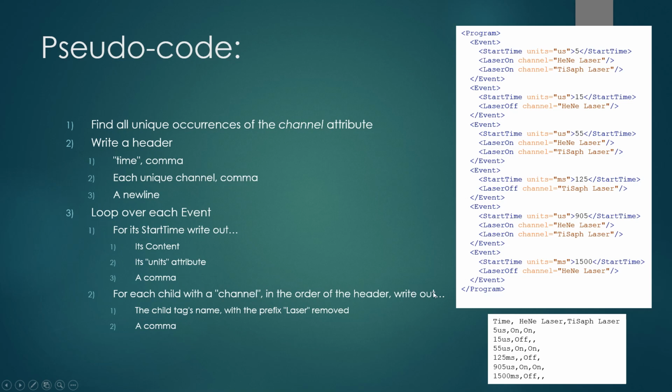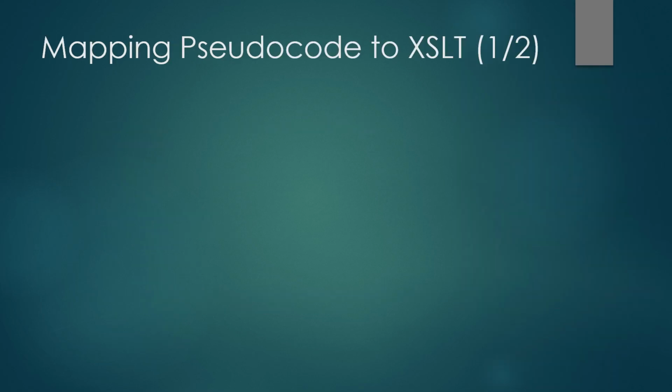So in that header, write out the child tag's name. This is not content like we did with the number 5 and 15 and everything like that. It's the name of the tag with the prefix laser removed. So we're going to do some string processing. End it with, or separate it with, a comma, and that concludes that second for loop, which we then terminate with a new line. And that's the end of it.